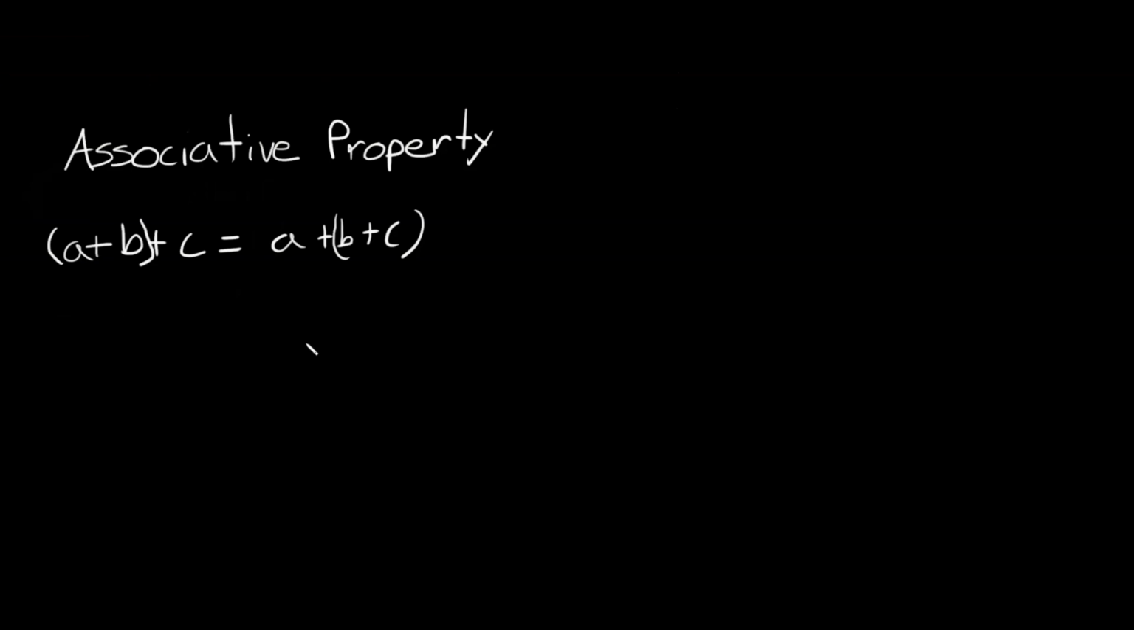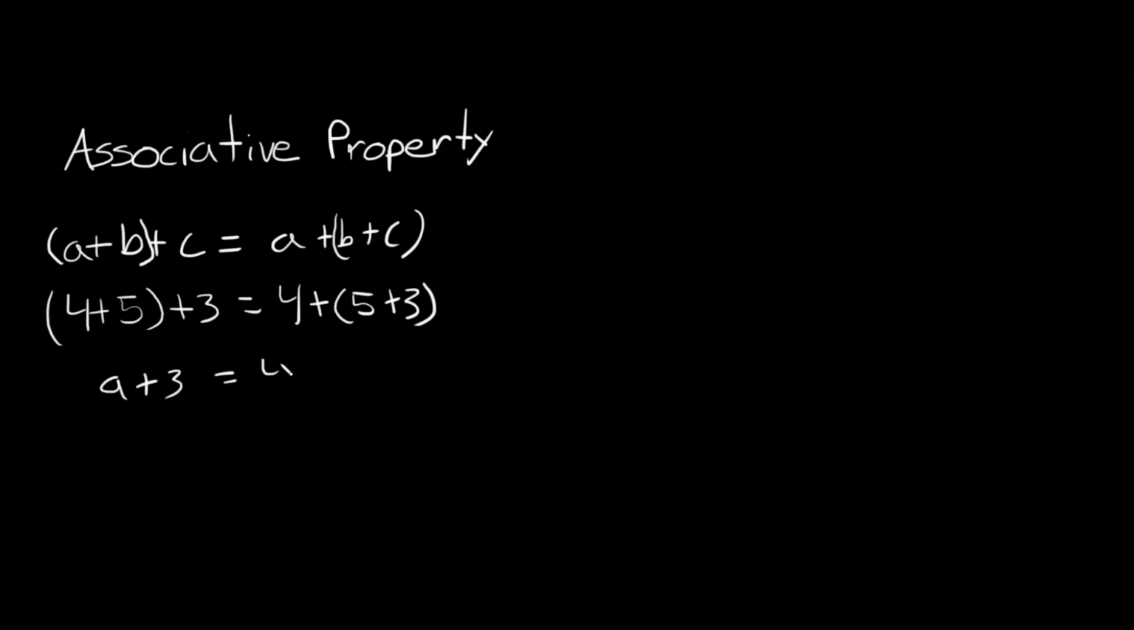Like the last time, we're going to add actual number values to these letters. So we'll let A equal 4, B equal 5, and C equal 3. Let's see here. 4 plus 5 plus 3. We can do PEMDAS and do the parentheses first. So here we will have 9 plus 3. Here we will have 4 plus 8. And we will add these.